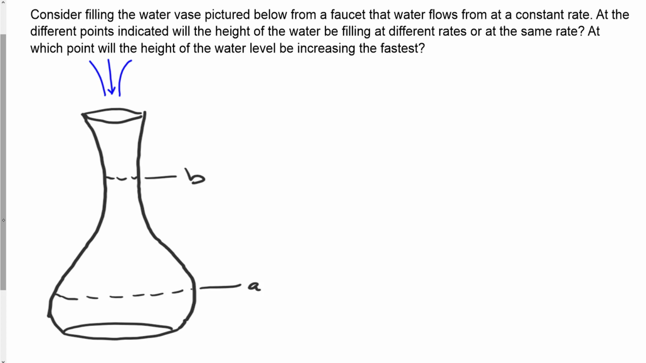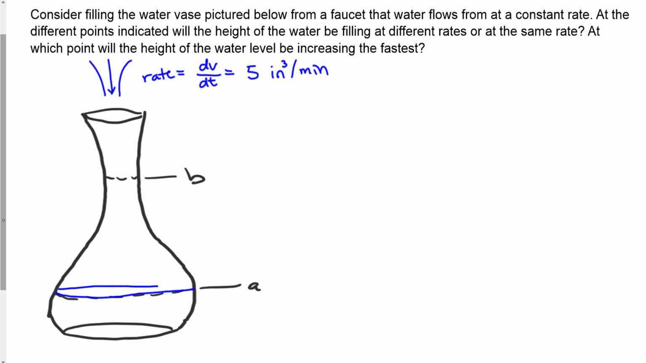Let's say, this would be a volume, so let's say the rate of change of the volume, dV/dt, is 5 cubic inches per minute. I don't know if that's a reasonable amount, but just making something up here. It's a constant rate though, so it's always going to be flowing into the vase at 5 cubic inches per minute.